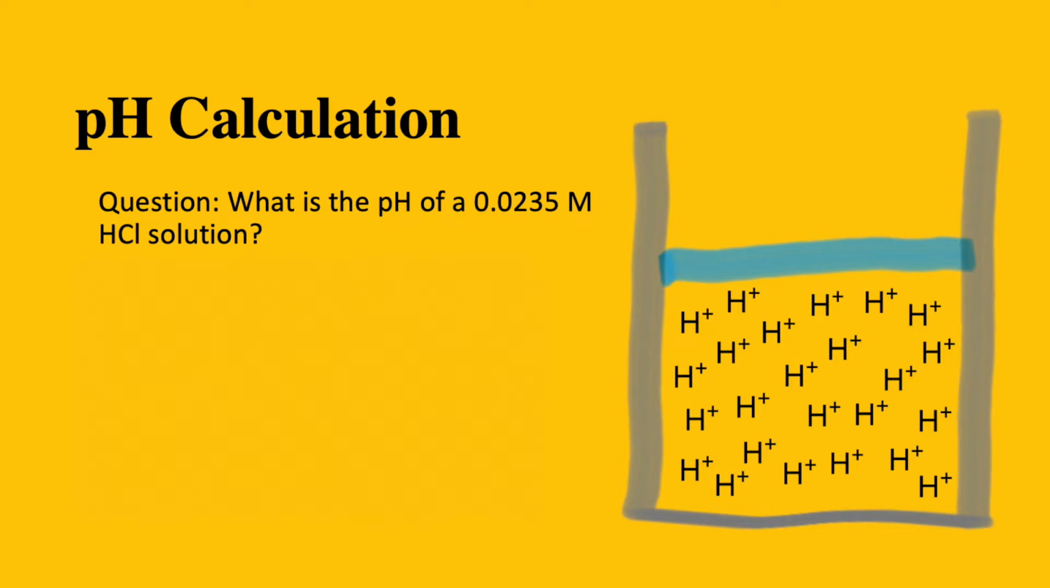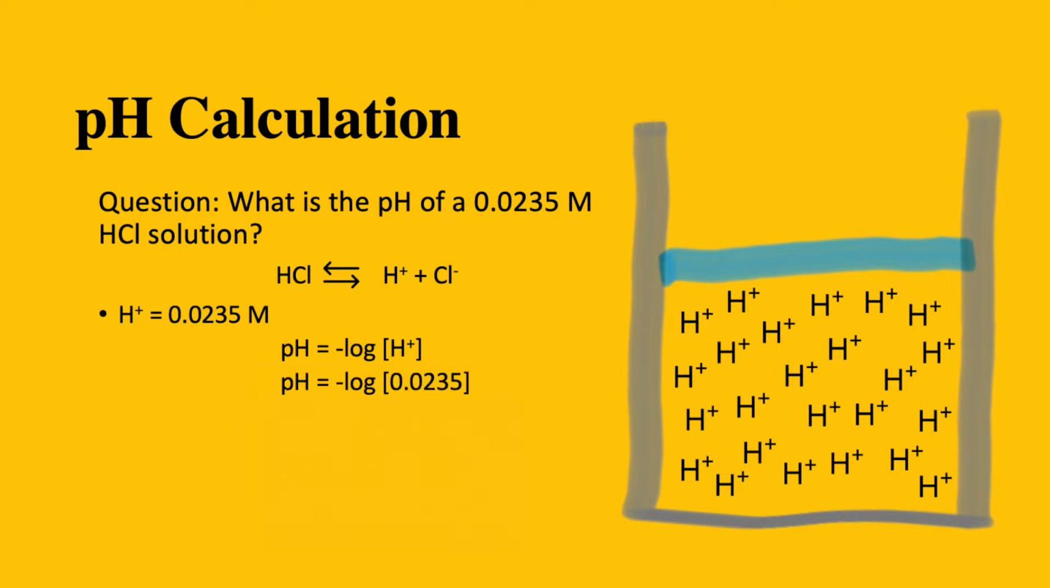Consider this question. What is the pH of 0.0235 molarity of hydrochloric acid solution? Now, if you recall your chemistry, you know that hydrochloric acid, which is HCl, is a strong acid and therefore will dissociate completely. So in this case, 0.0235 molarity of hydrochloric acid would give you equal amounts of H plus and Cl minus, meaning the concentration of H plus that we would get is 0.0235 molarity. So all you have to do to find the pH of this specific solution is to input 0.0235 molarity of protons into the pH equation.